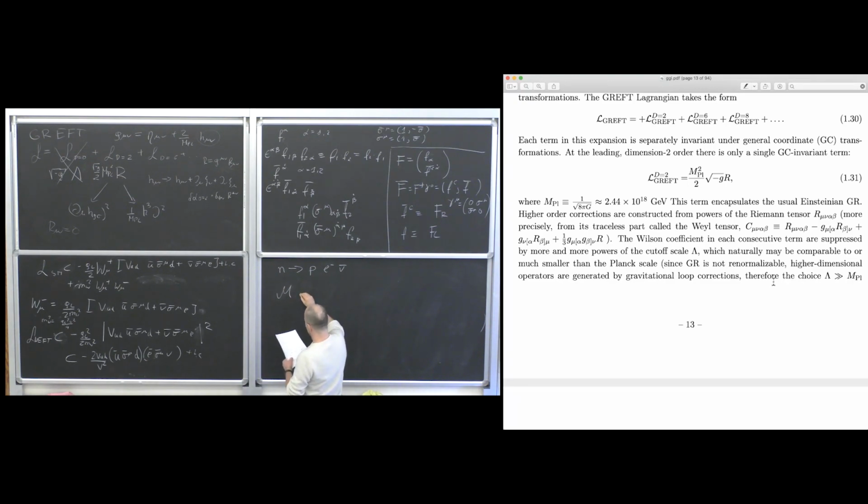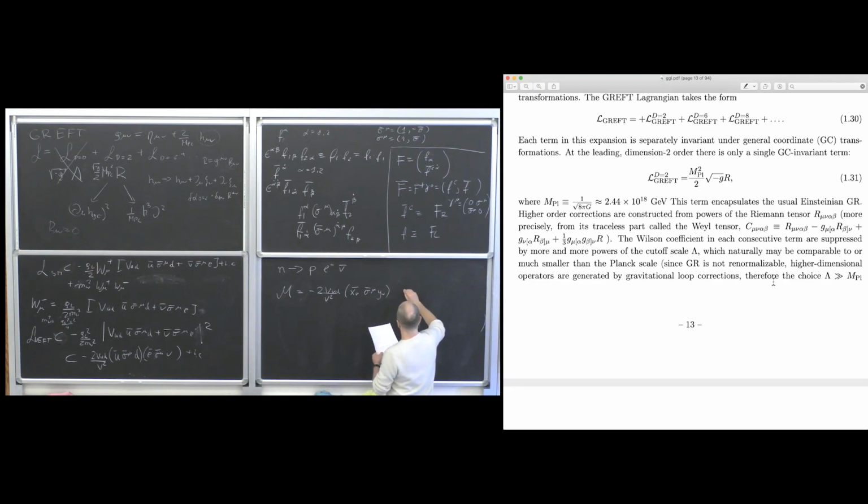And it will be given by G_F over root 2 times V_ud, times x bar sigma bar mu y bar mu. And then the matrix element of u bar sigma bar mu d between the neutron and the proton states.